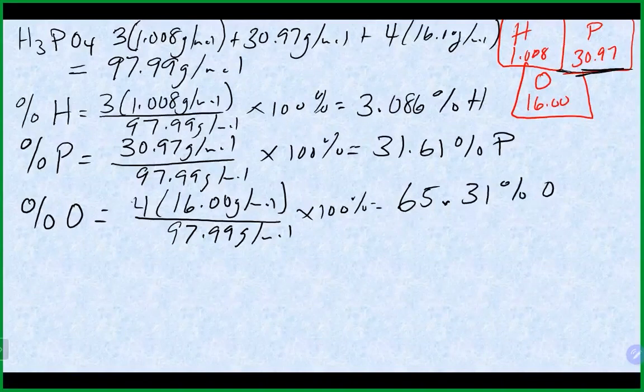Any questions on that? And again, when you add up your percentages, they should add up to 100%, which they do. A little bit more, a little bit less, depending on rounding, but you should definitely be at the 100% mark there. Any questions on how to calculate percent composition by mass?